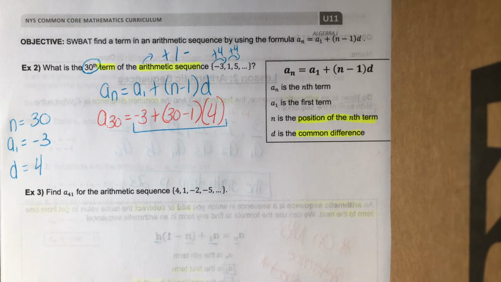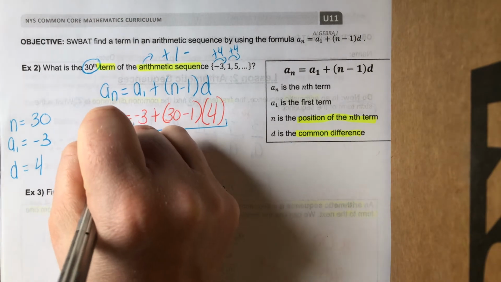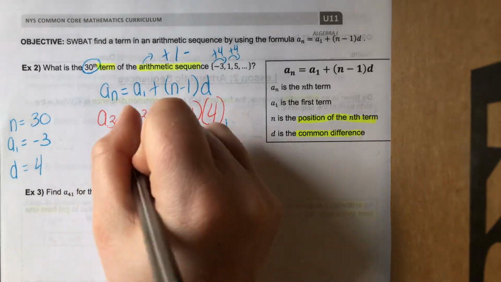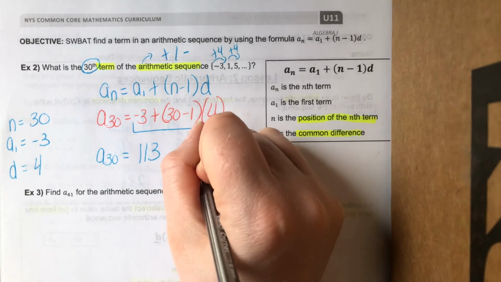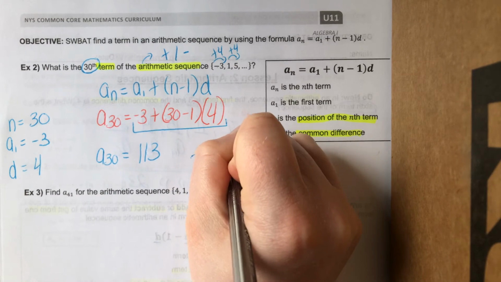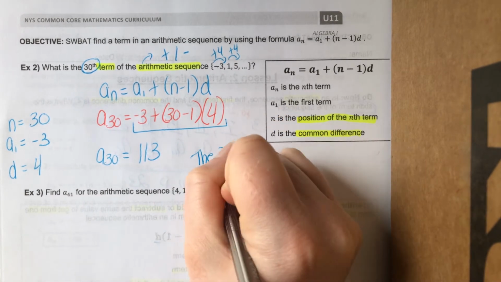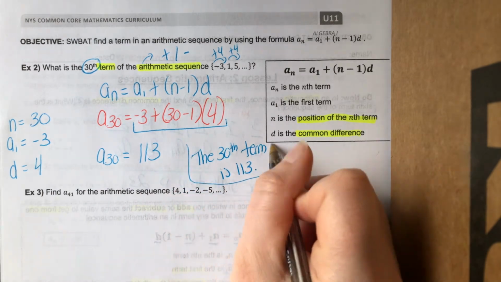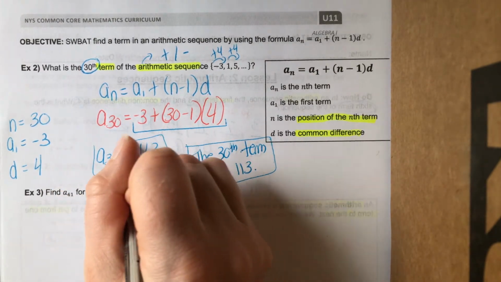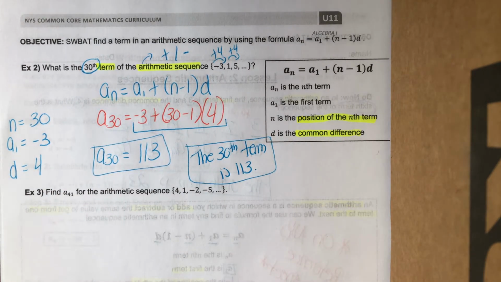So when I type that whole thing in, the number that I got was 113. So I know that a sub 30 is 113. And another way of saying that in word form would be the 30th term is 113. All right? Both of these are saying the exact same thing.